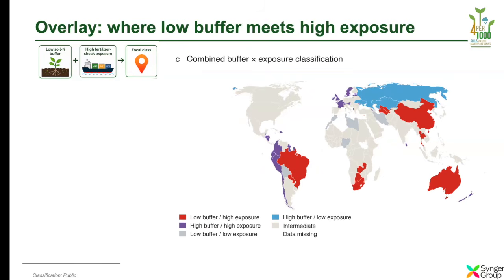So we combine the buffer and the exposure classification, and here we can see the regions that include China and Australia, and Brazil, Argentina, much of LATAM, as places where you have both low buffer and high exposure. Those are the areas that we need to think about the most.